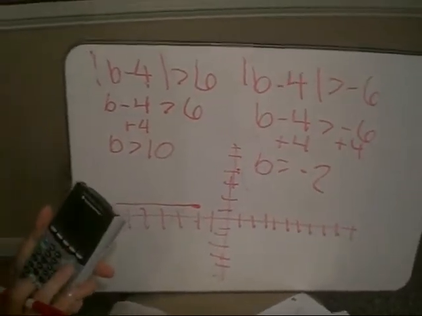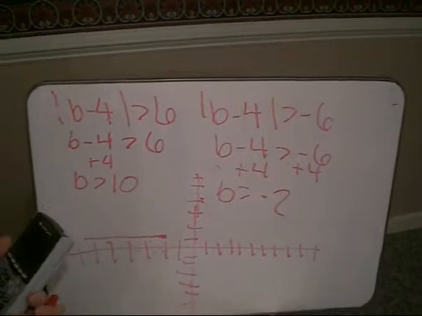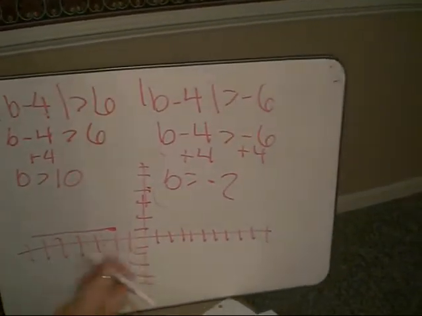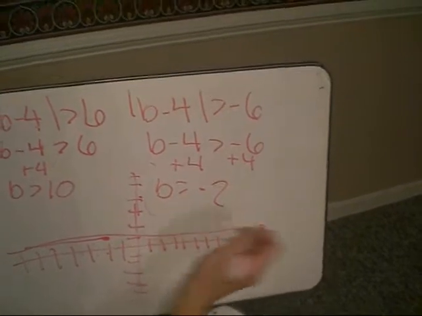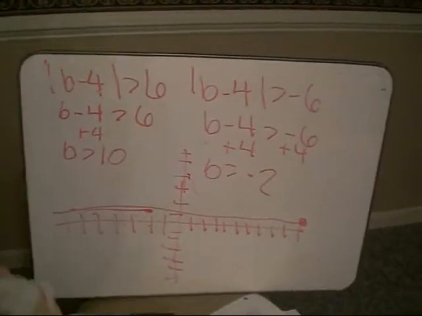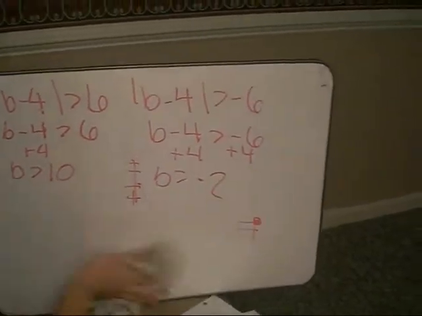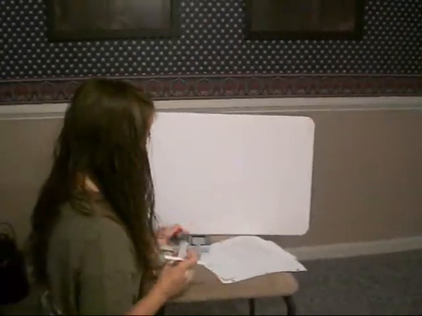Now if you were to go back and you were to change it to a negative 6, then it would go and stop somewhere around there. Okay, now I'm going to give you 2 problems that I want you to do on your own, and then I want you to graph on your own.